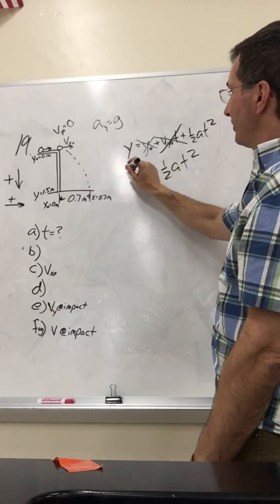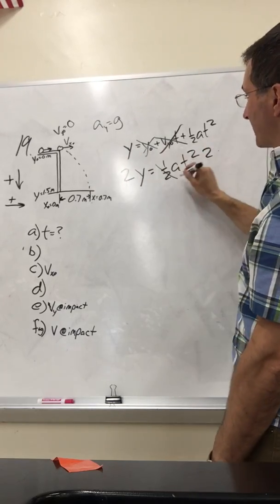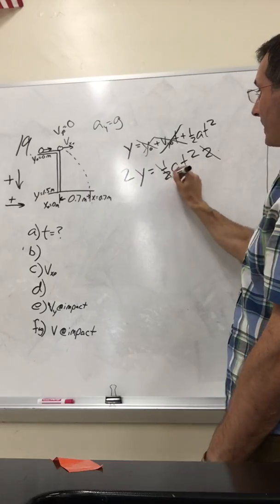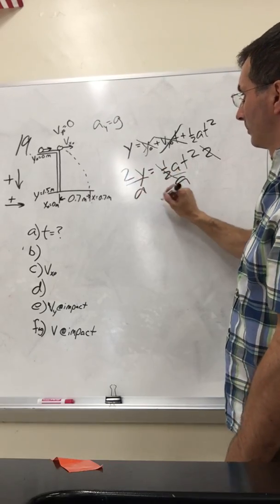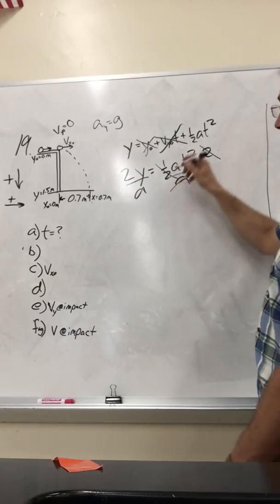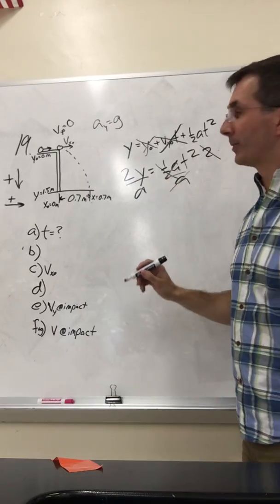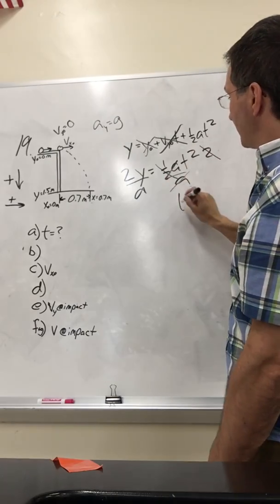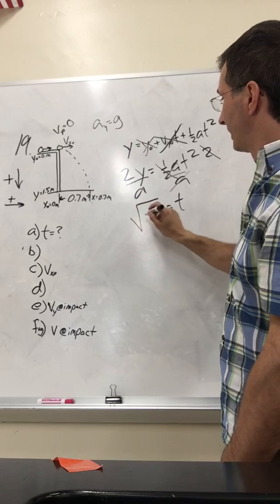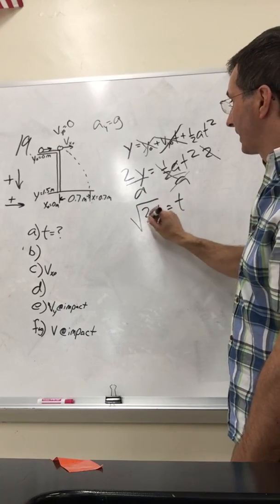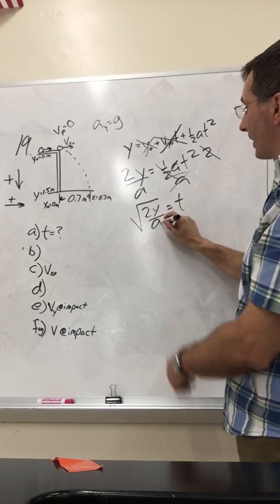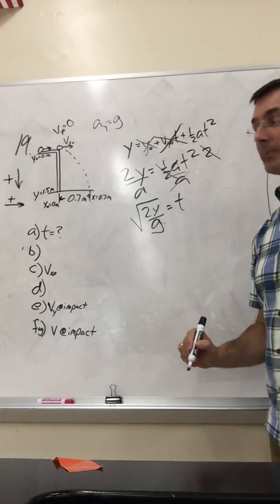Multiply both sides by 2. Makes that go away. Divide both sides by a. Makes that go away. Take the square root, and we'll get t equals the square root of 2y divided by a, which by the way was g, right? Because we're in free fall.